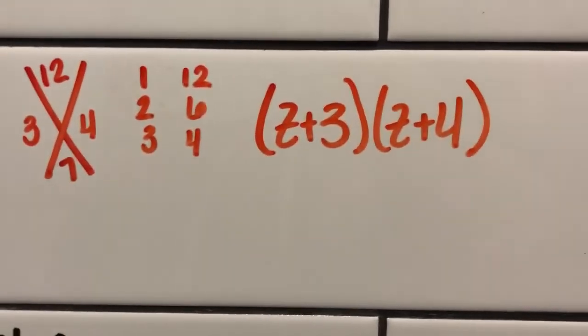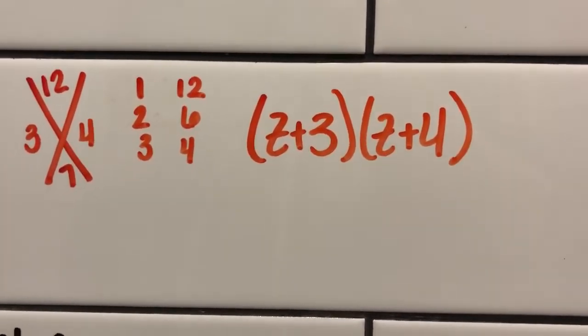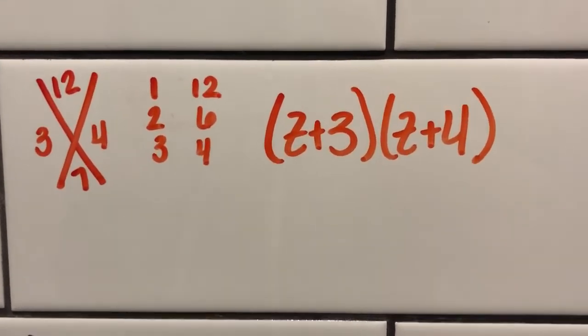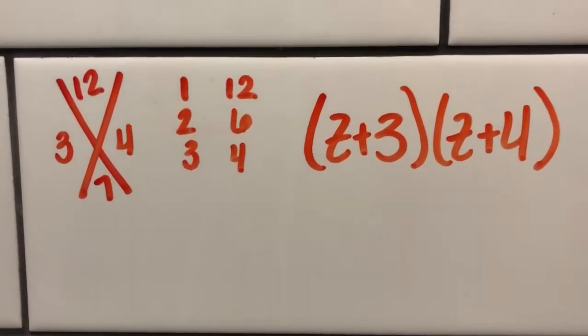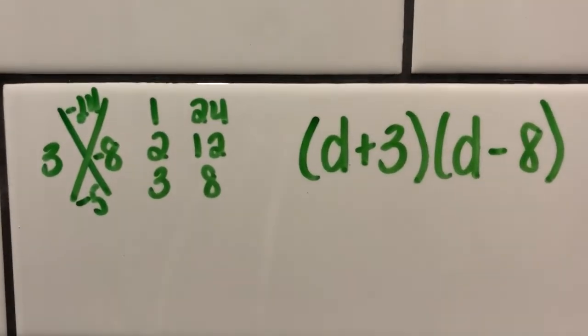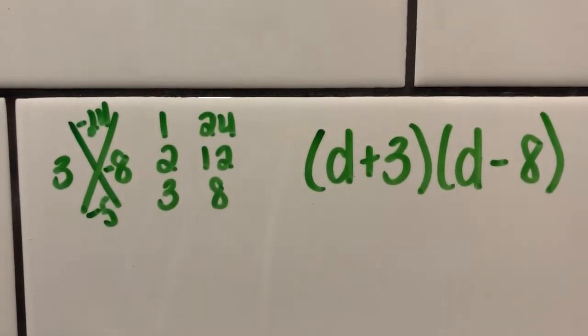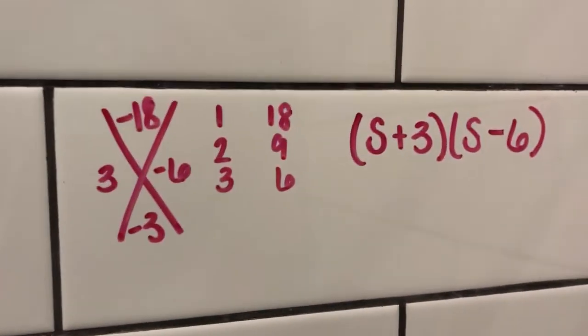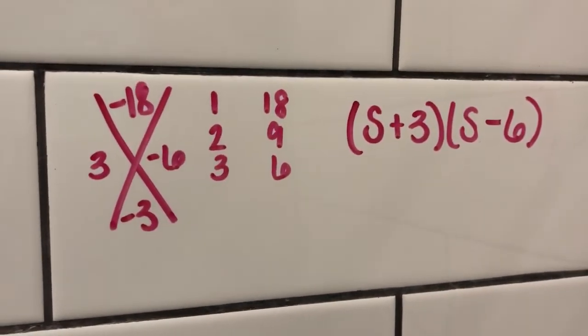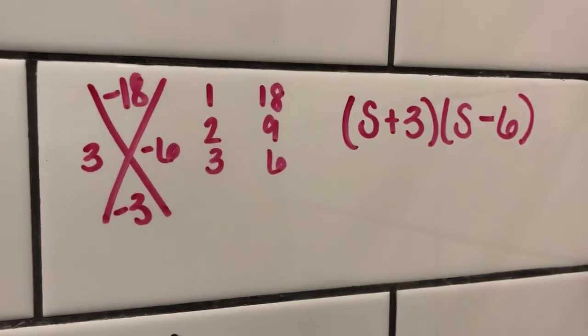And I have my work with it as well. So for the orange one, the first example, it should be z plus 3 and z plus 4. For the green example, I have d plus 3 and d minus 8. And for the last example in pink, I have s plus 3 and s minus 6.